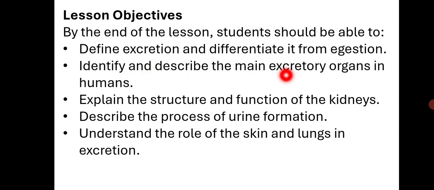Identify and describe the main excretory organs in humans. There are a number of excretory organs or organs that are designated to remove waste from our bodies. So what are those? You should know the name of the organs and the waste they remove from the body. Then you should be able to explain the structure and function of the kidneys. I think in this lesson number 1, we are going to go as far as this objective.